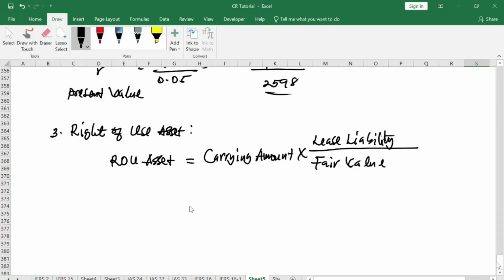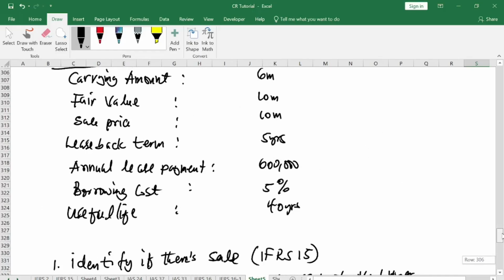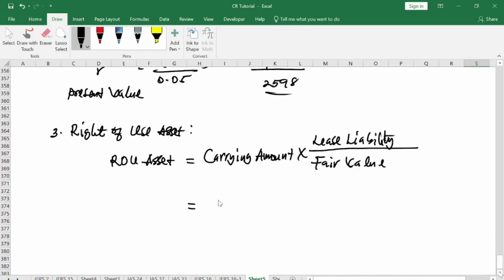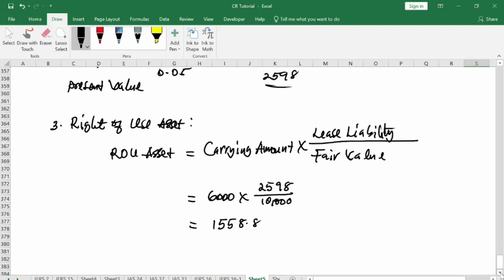So in this instance, what do we have? We have our carrying amount in the question to be 6 million. So you pick 6,000 multiplied by the lease liability as we calculated, 2,598, divided by the fair value, which is 10 million. So that gives me a right of use of asset of 1,558.8. This is our right of use of asset.